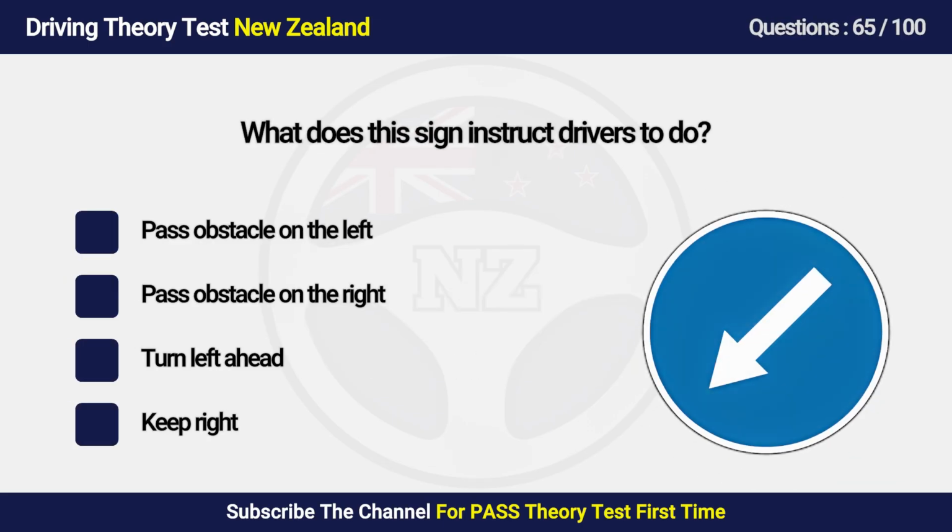A. Pass obstacle on the left. B. Pass obstacle on the right. C. Turn left ahead. D. Keep right.